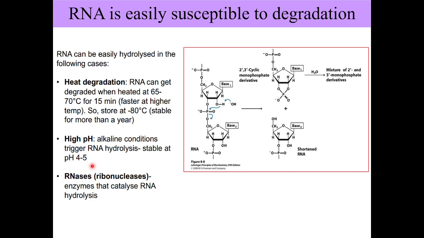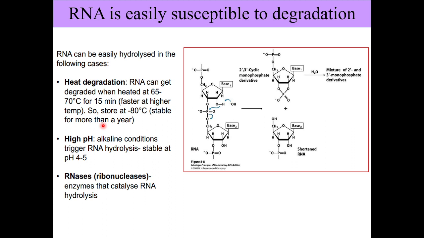Then there is heat denaturation. So what happens in heat denaturation? See, in RNA, the bases are very much exposed to the surroundings, right? And because of that, RNA can get degraded when heated at 65 to 70 degrees centigrade for 15 minutes, and faster at higher temperature. And therefore, it is always stored at minus 80 degrees centigrade to make it stable.